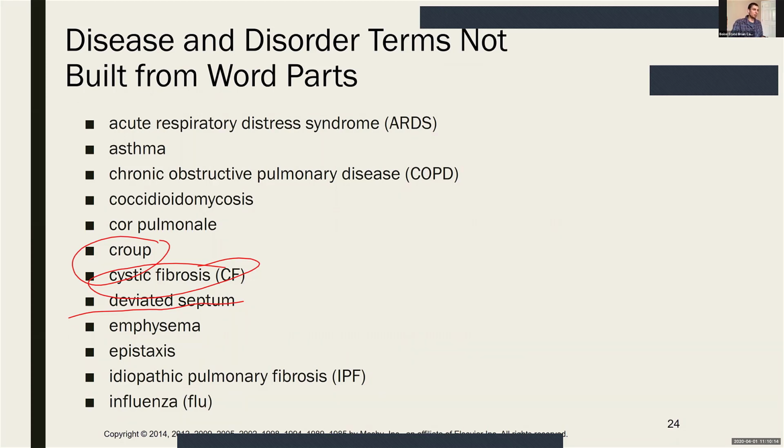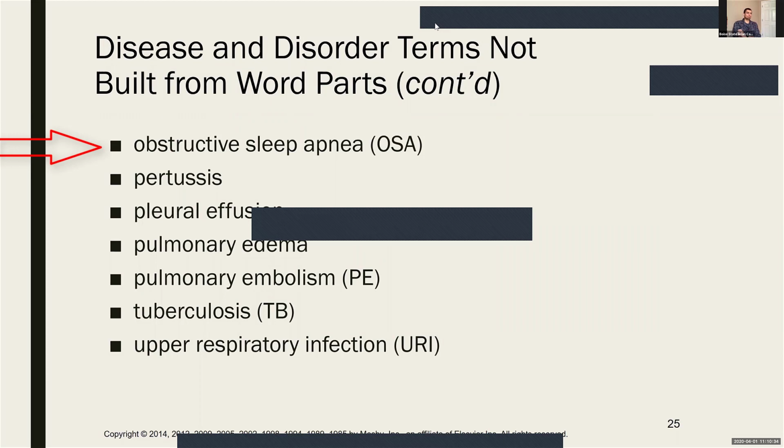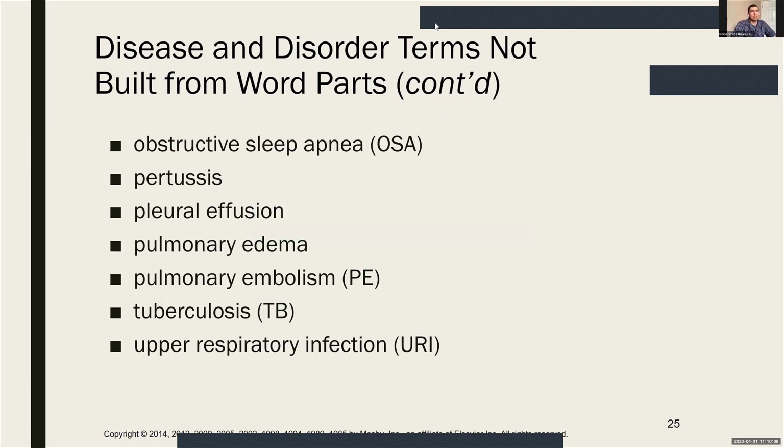Okay, moving on. Had a lot of epistaxis at that time. If you remember, that means a bloody nose. Some more terms not built from word parts: obstructive sleep apnea. You guys probably all know someone that sleeps with a CPAP machine, or maybe you have one yourself. Pertussis, that's just another name for whooping cough. You probably have heard of whooping cough before, but that's pertussis.